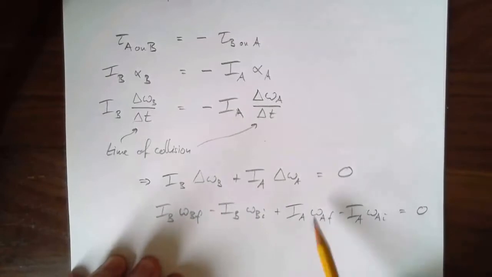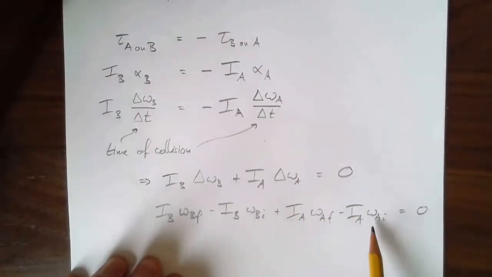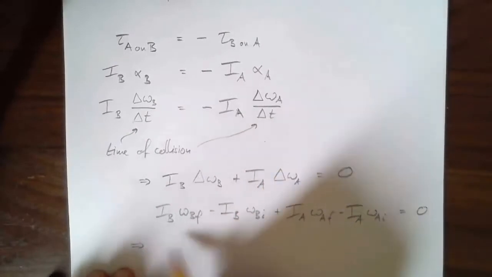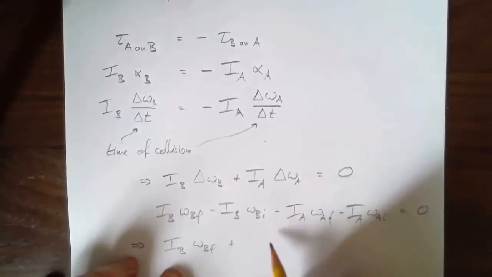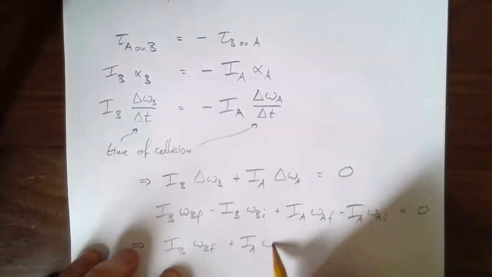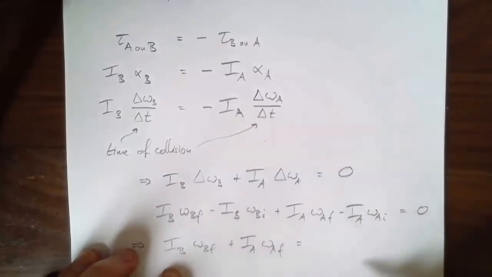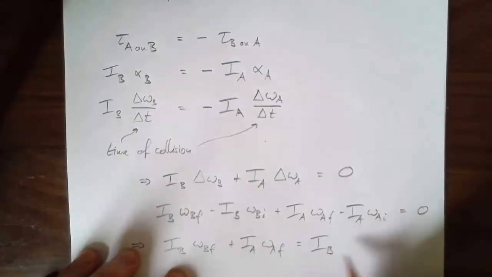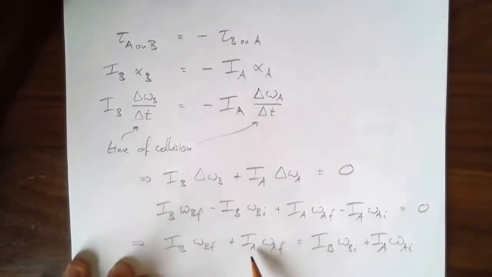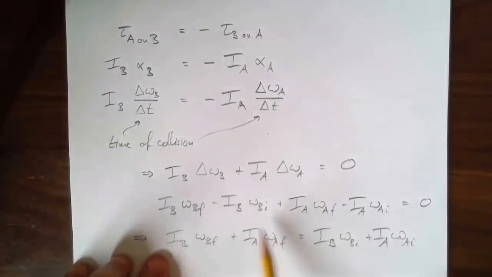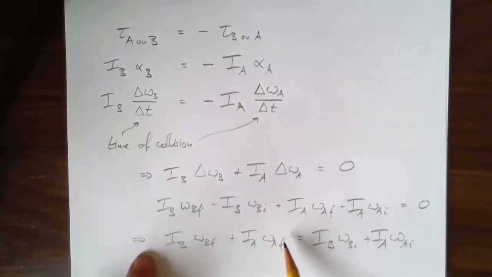We just rearrange this again. I'm going to take all the finals on one side, all the initials on the other side. So I'm going to get that I_b omega_bf plus I_a omega_af is equal to the same, but for the initial angular velocities, omega_ai. So this quantity, I omegas, those added up, is the same before and after.